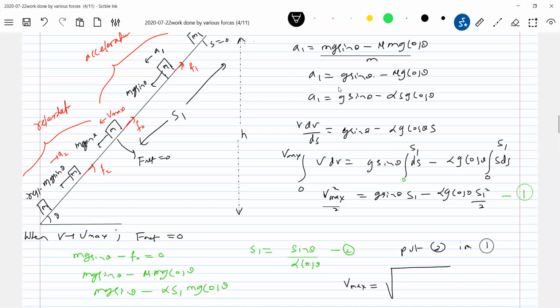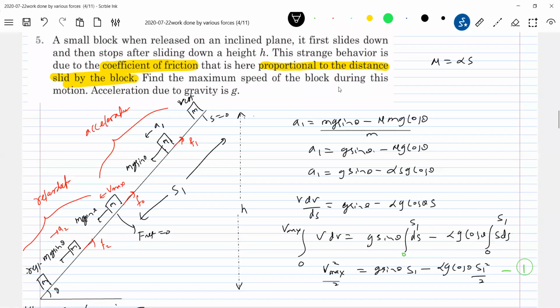Sir, can you show the question, sir? Sir, here they said that it first slides down and then stops after sliding down a height h, right? No, read the question, read the question. It starts from rest and it comes to rest. So what is it as descended? H finish or no? The sentence is enough. Yes, sir.